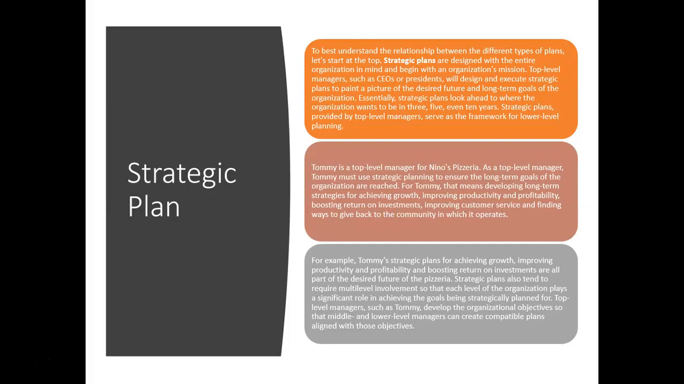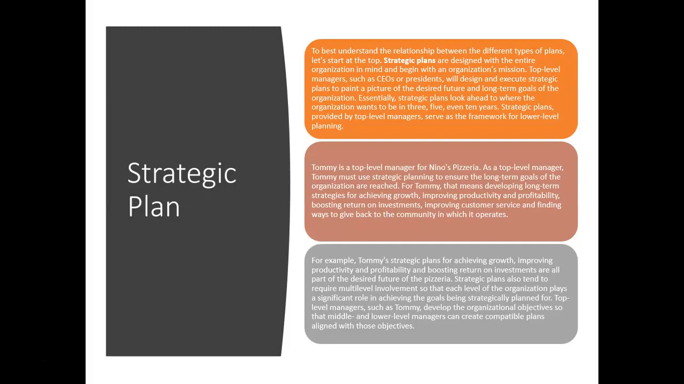Tommy is an example. He's a top-level manager for Nino's Pizzeria. As the top-level manager, Tommy must use strategic planning to ensure the long-term goals of the organization are reached. For Tommy, that means developing long-term strategies for achieving growth, improving productivity and profitability. Don't forget, he needs to maximize his profits. If he doesn't maximize his profits, he won't make any money and his business will go bankrupt and he will fail.